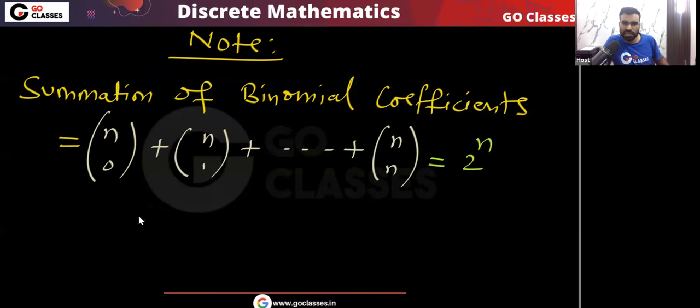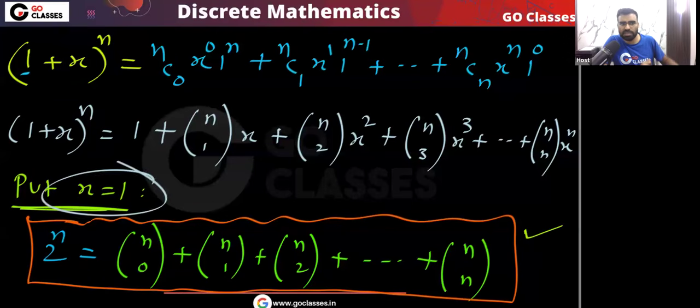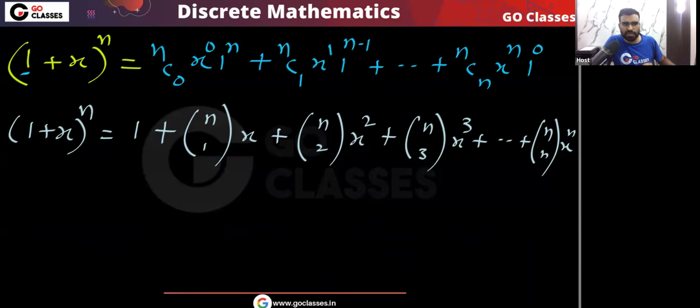This summation of binomial coefficients is equal to 2 power n. I hope you understood. The summation of NCr, where r goes from 0 to n, is 2 power n. Very simple. If you put x equal to 1, you can easily see this. This is the proof.